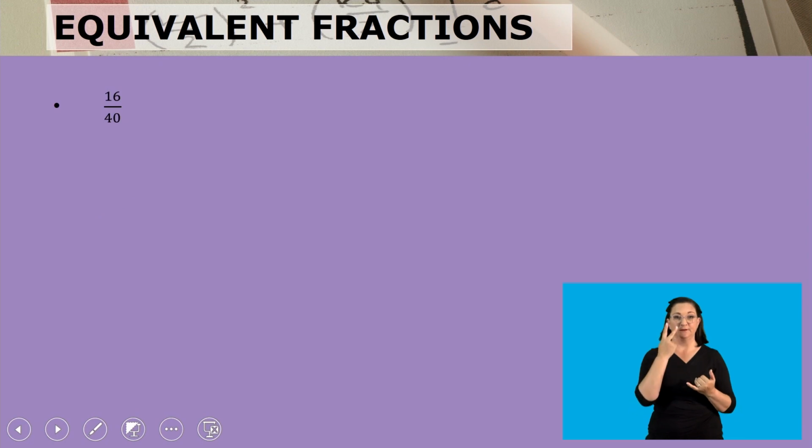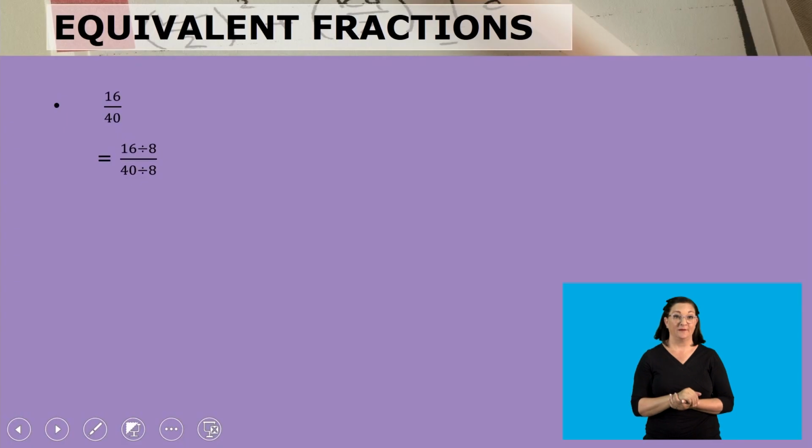Next, we are going to try and simplify 16 and 40. So remember, how do we simplify? Find the HCF of those two numbers. So we need to find the highest common factor between 16 and 40. Do you know what that highest common factor is? If you were thinking of 8, then you are correct.